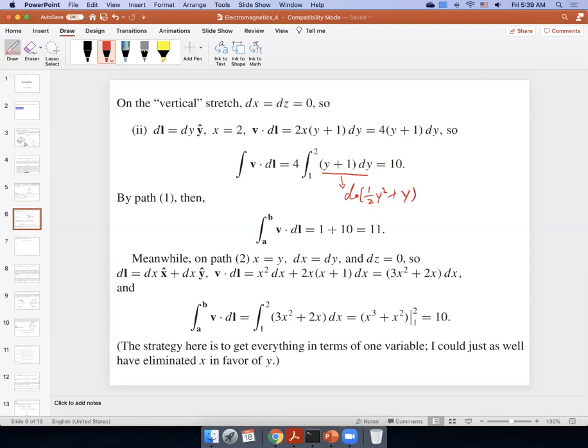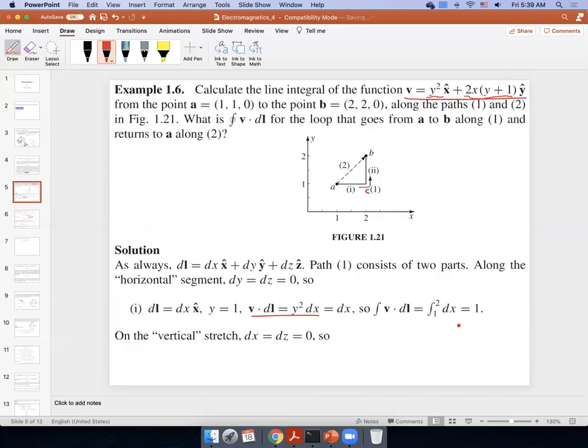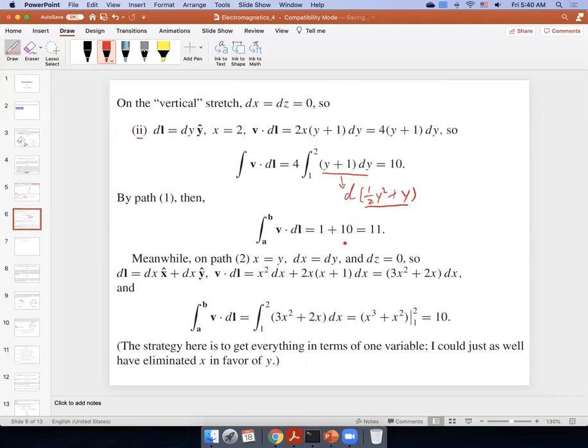And then you would do a calculation of this function from 1 to 2. After calculation, you will get 10. Okay, so this is for double I. For I, you get the integral equals 1. For double I, you get 10. So from A to C to B, from A to B in the path 1, you will get the integral to be 11.